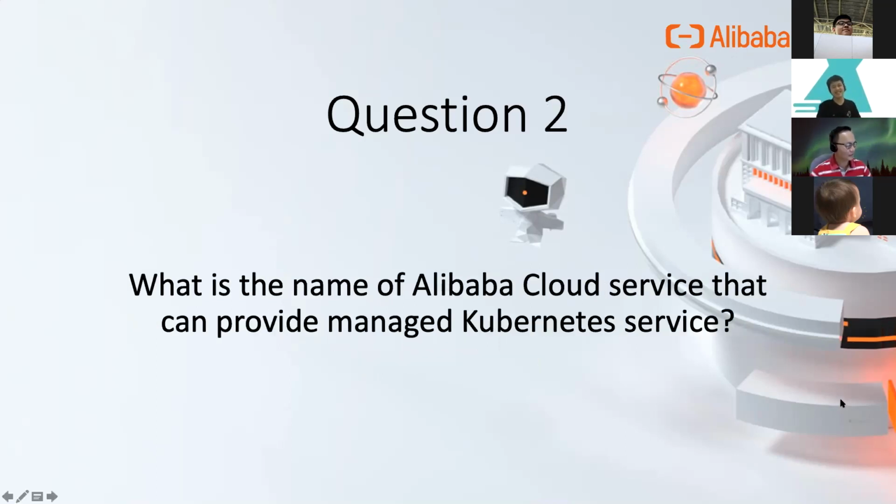What's the name of the Alibaba Cloud service that can provide managed Kubernetes service? If you don't know, there's Google for you as well. But Chris actually mentioned it just now. That will provide managed Kubernetes service for you. Got it. ACK, Alibaba Cloud Container Service for Kubernetes. That's the right one.